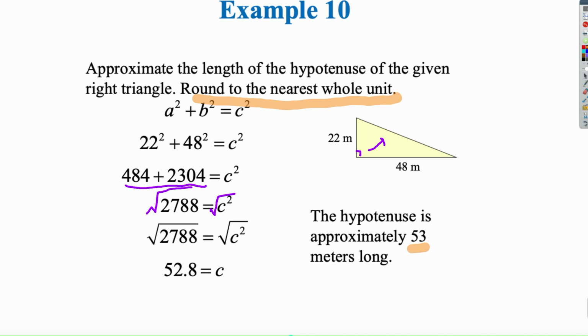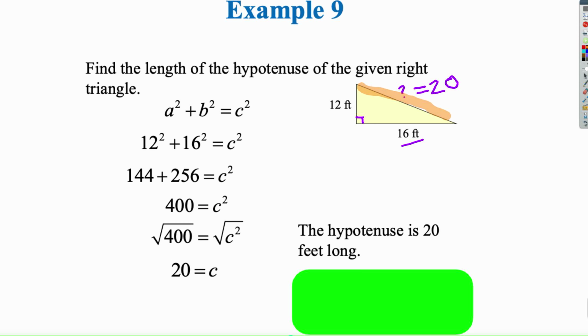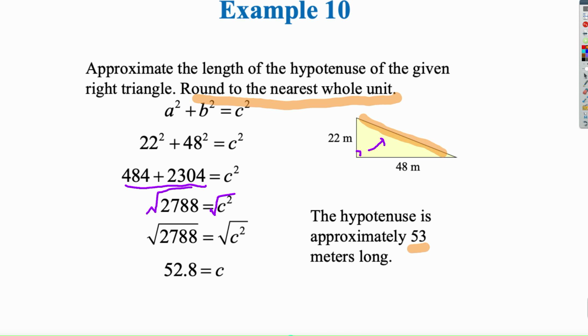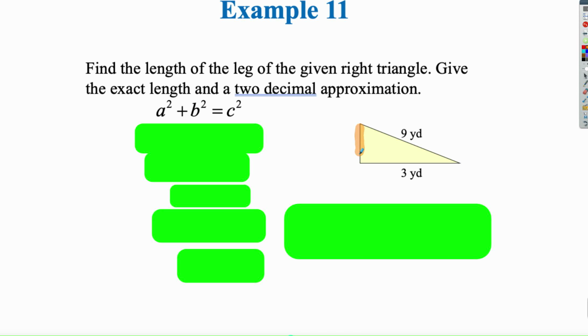So now we're going to look at an example unlike the first two. In the first two, we were missing the hypotenuse in both. Now I'm going to look at an example where I'm actually missing one of the legs. This is going to be the same formula, Pythagorean theorem, but my unknown is going to be either A or B, and you get to choose. So here I have leg squared plus leg squared equals hypotenuse squared. But this time, my unknown is either the A or the B. You can choose whether you put A or B as your variable, that's fine.